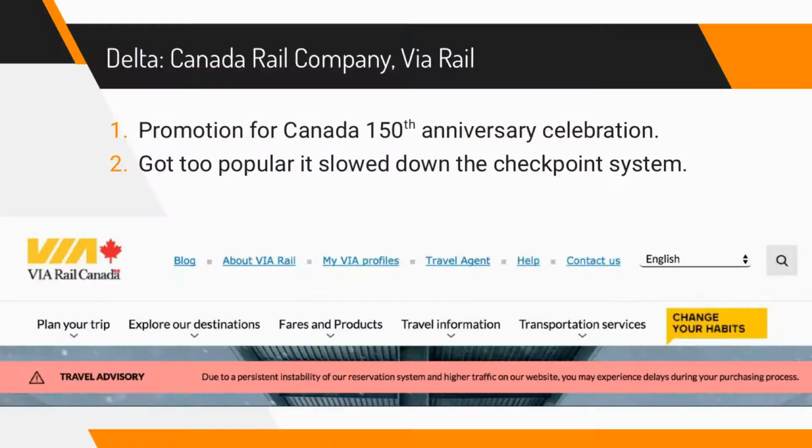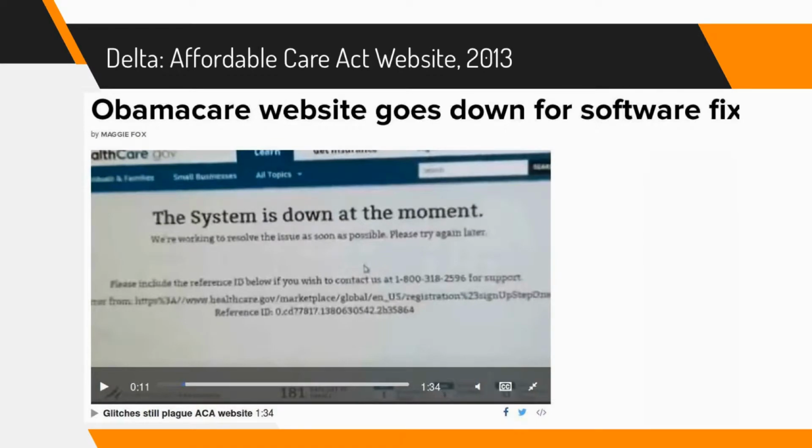Next one is the one that we probably are familiar with. It's the Affordable Care Act, aka Obamacare. In 2013, they actually launched the site. And when they launched the site, the amount of users using the system to register for online healthcare services actually crashed the system.